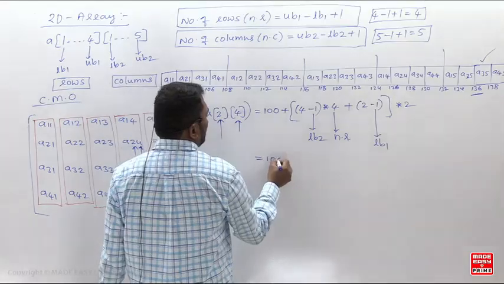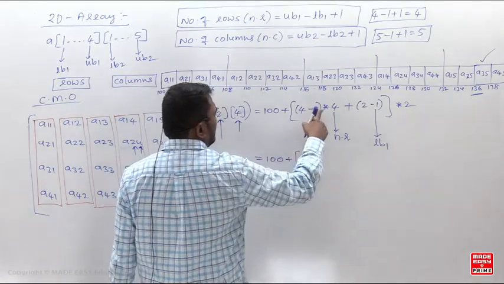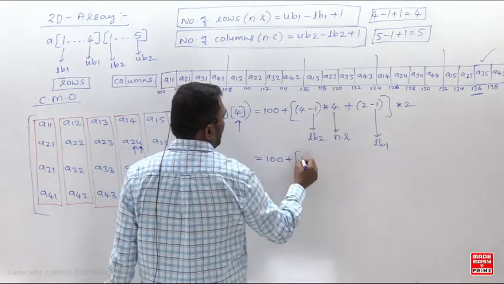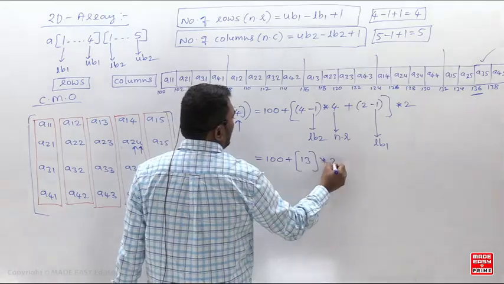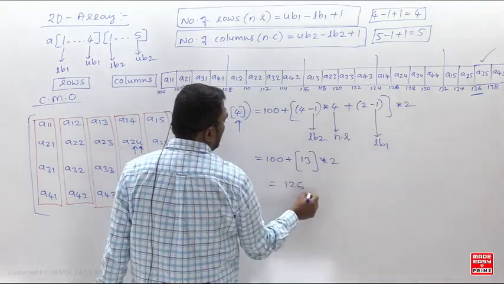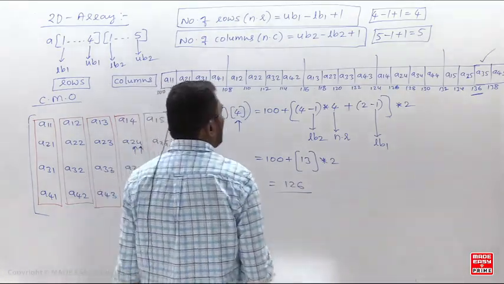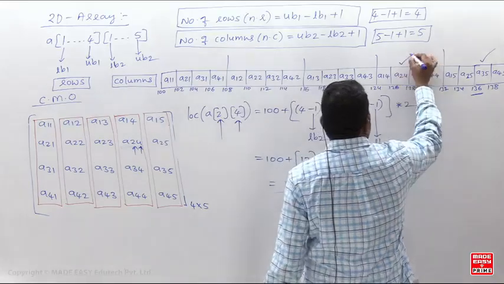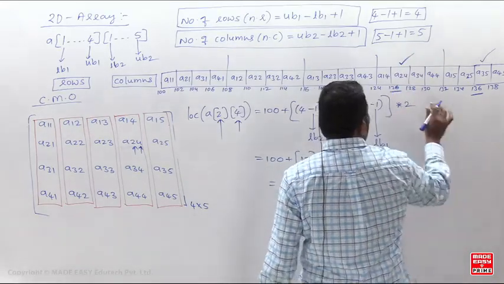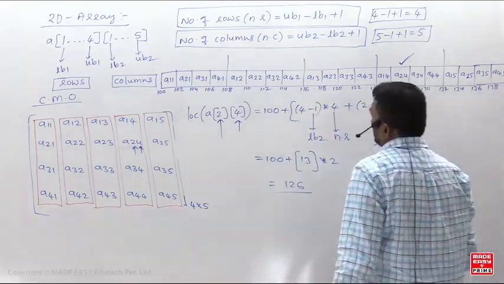So find out this. So this 100 plus 3 into 4 is 12, 12 plus 1 that is 13. So multiply with the 2 here, that is 126. So just check it out. A of 2 4 is 126. A of 2 4 is 126. It is matching. Yes. Copy this.